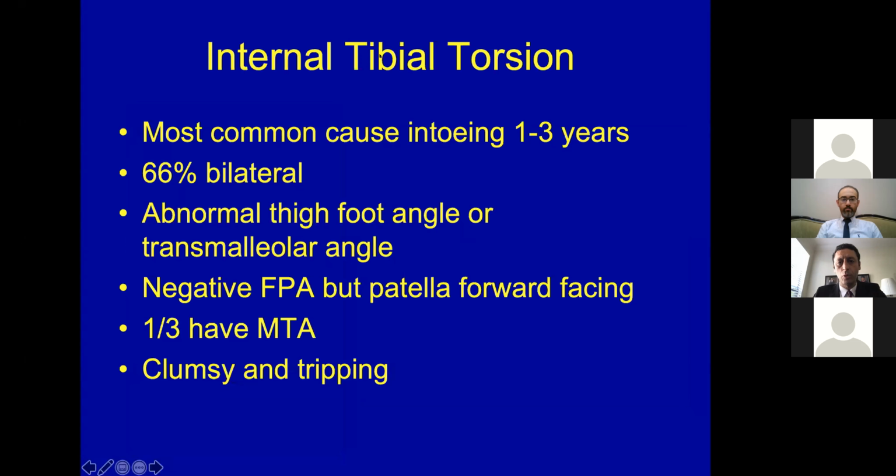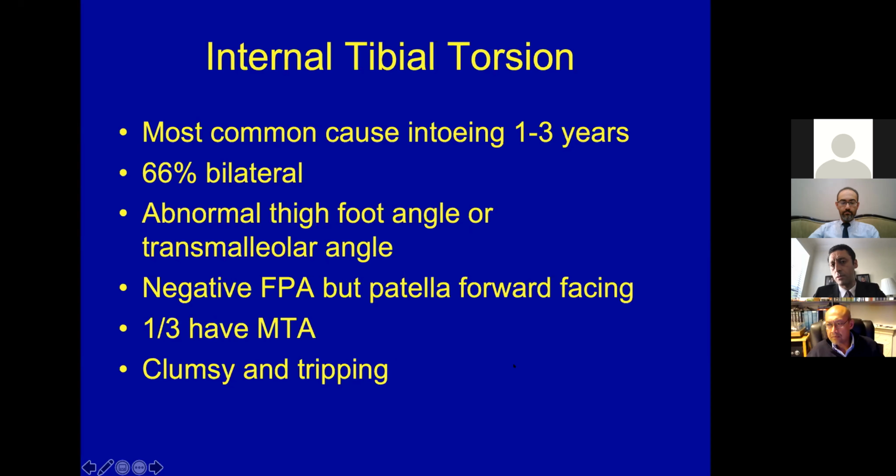Internal tibial torsion is the most common cause of in-toeing in the first 3 or 4 years of life. Most of the time, 66%, it is bilateral. With an abnormal thigh-foot angle, you put the patient prone and measure the thigh-foot axis, and you will see the abnormality. There is also a negative foot progression angle, with the patella facing forward. One third of patients may have metatarsus adductus as well.